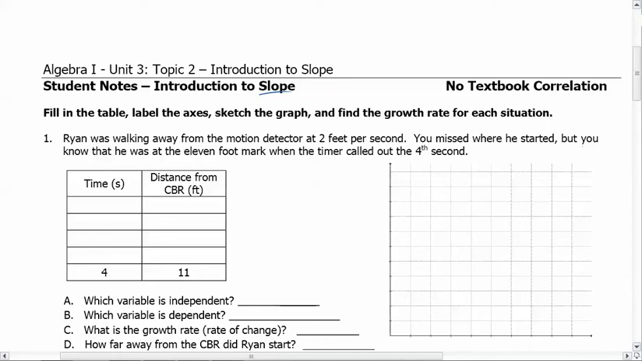You missed where he started, but you know that he was at the 11-foot mark when the timer called out the 4-second. So after 4 seconds, he was at 11 feet.